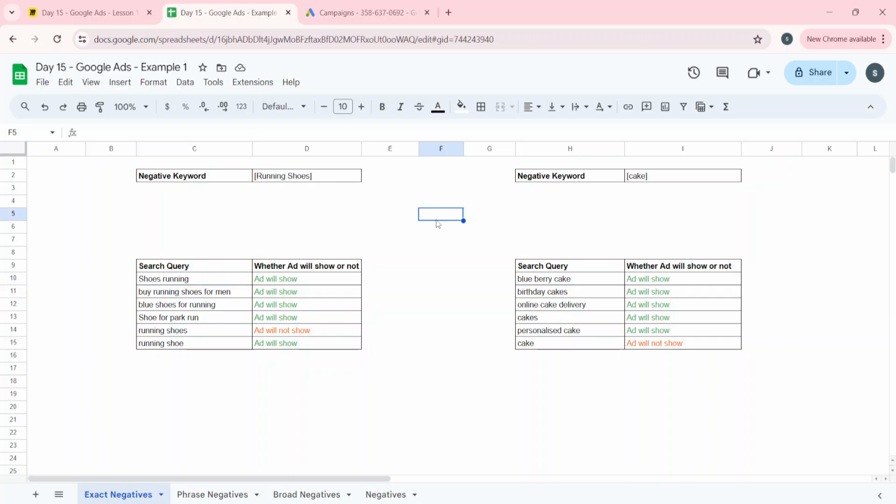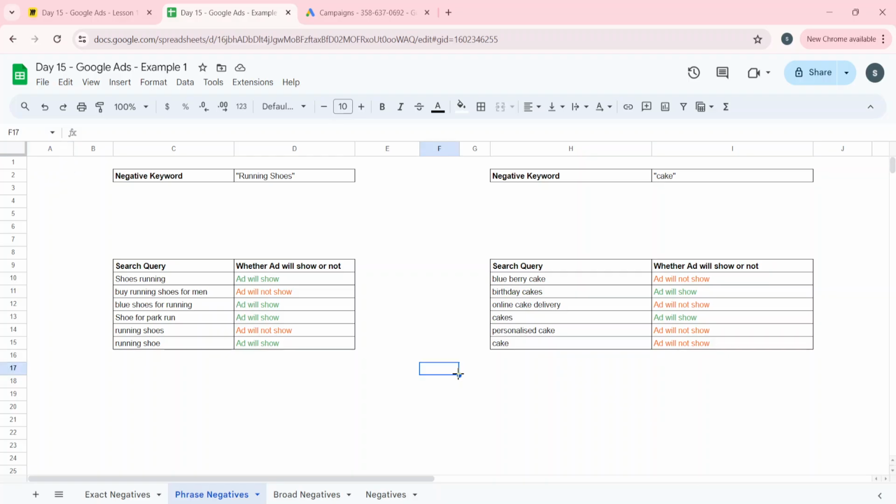So understanding this distinction between positive keywords and negative keywords and how they behave is very important for paid search advertisers. Okay, make sure you pay attention in this lesson. This is one important concept that everyone should be aware of, and everyone should be very proficient in these concepts. Okay, and next we see how phrase match negatives work.